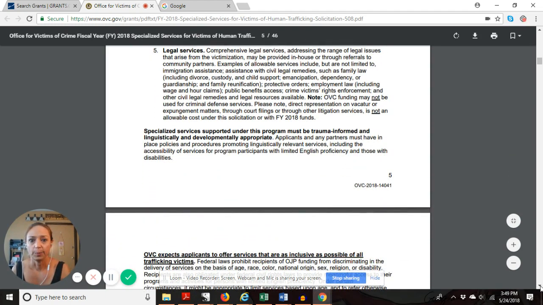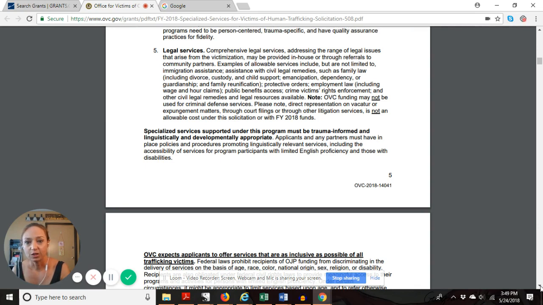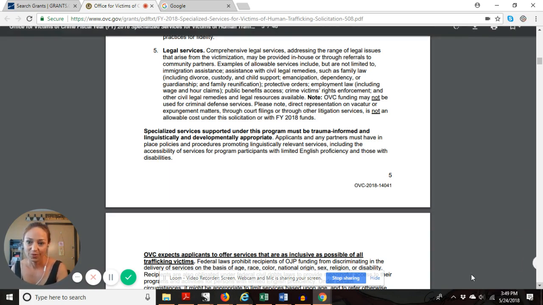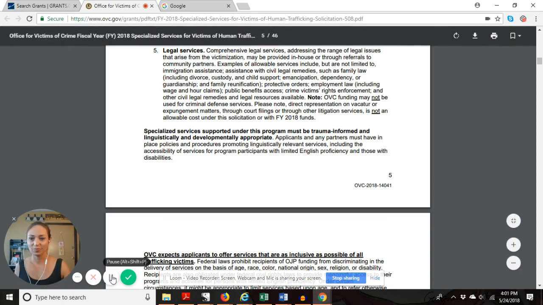Now, they're also saying here, specialized services supported under this program must be trauma-informed and linguistically and developmentally appropriate. So they want you to say in here that you have policies in place.